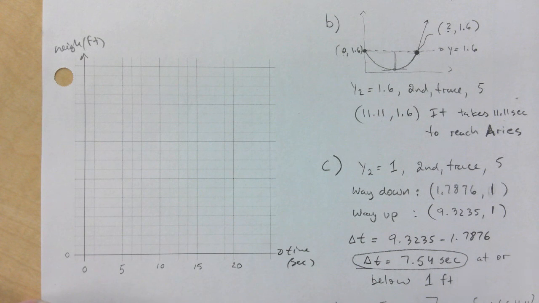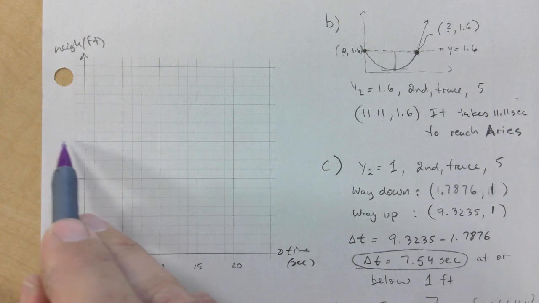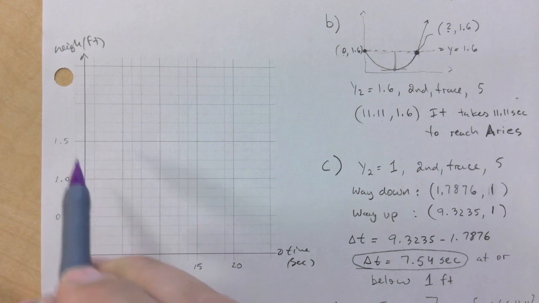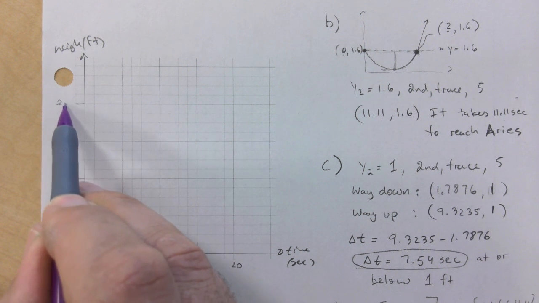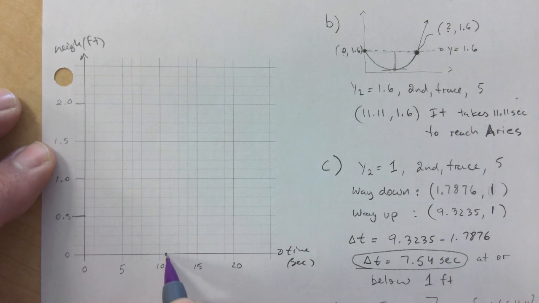And for my height, the highest I'm getting to is 1.6, right? So if I make this 0.5, this mark right here, then this is 1.0, this is 1.5, and this is 2.0. So I have an appropriate scale there. You don't want to cram it in. You want to make sure you have enough room. So look at the space you have and try a few things before you do that. So now 11.11 is right about here.